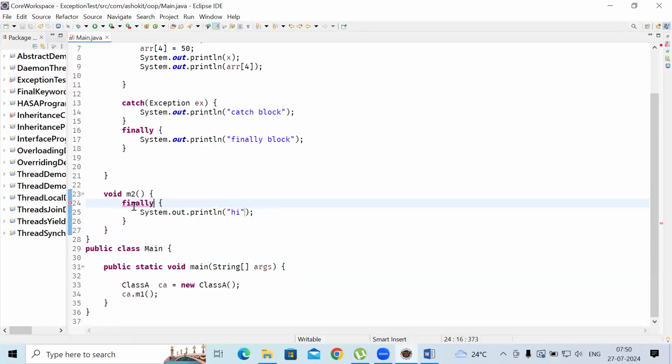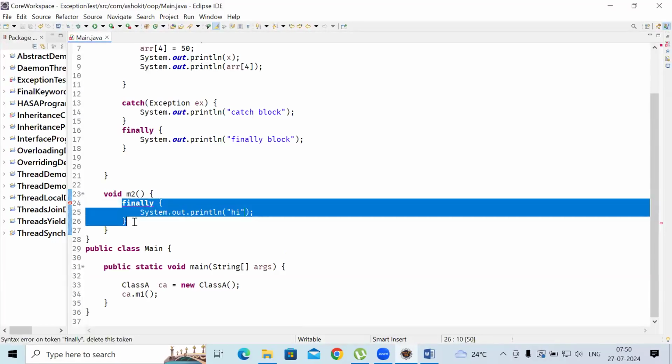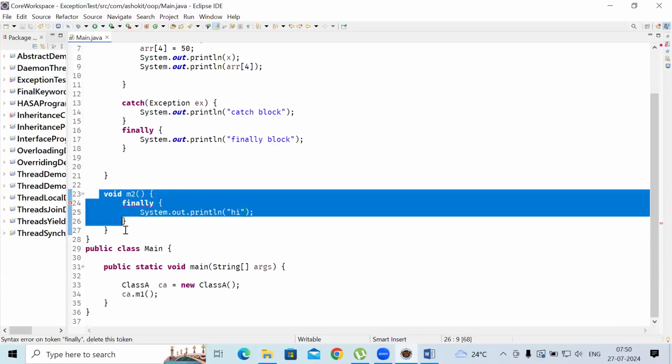If you want to write the finally block, compulsorily which block is required on top? Try. Try is required. If there is a try block, then only you can start writing either a catch block or a finally block or both the blocks. Can we write only a try block? No. Can we write only a catch block? No. Can we write only a finally block? No. Answer is no. Did you get my point? Yes, got it.